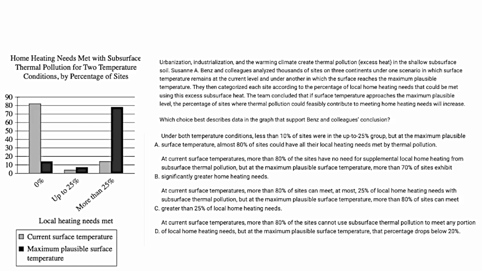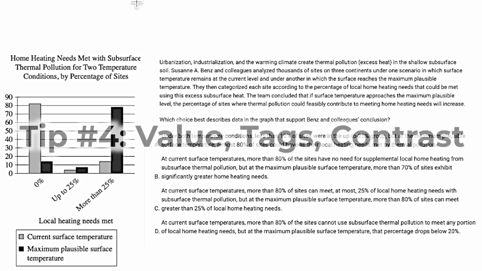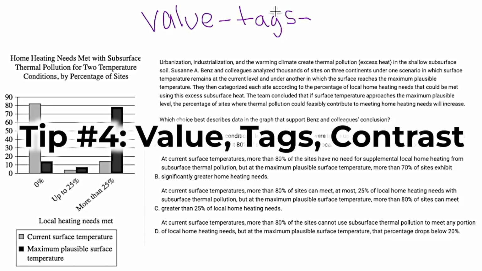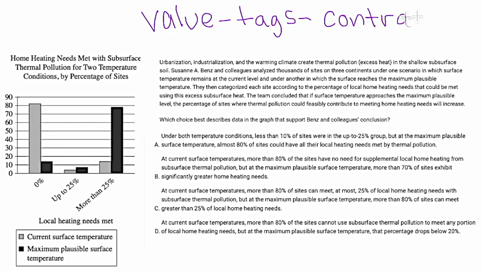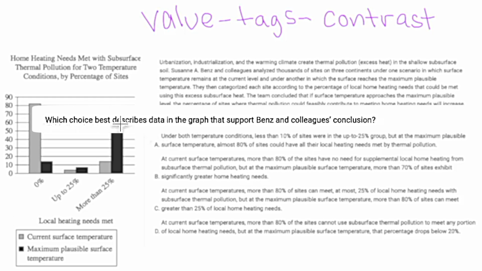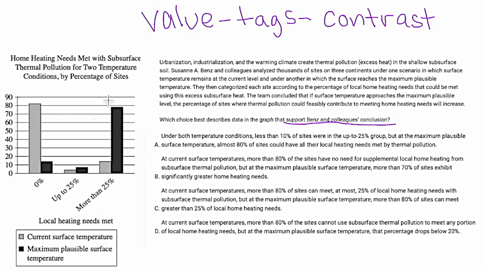Tip number 4 is to use the value tags and contrast hack on data problems. So we have this data problem of this bar chart here, and our question is asking us which choice best describes the data in the graph that support Ben's and colleagues' conclusion. Okay, so before I even ask myself what this conclusion is, I'm just going to get a sense of the value in the tags and if we have any contrast in this chart.